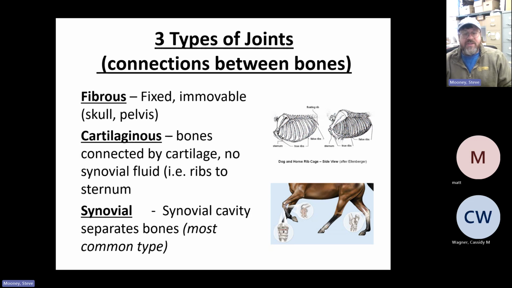And the last joints we have are the synovial joints. Those are the ones involved in movement. So we have the cartilage at the end of the bones, and then we have some liquid there that's going to lubricate that movement, allow for a greater range of movement in those connections, so the animal can walk and move forward.